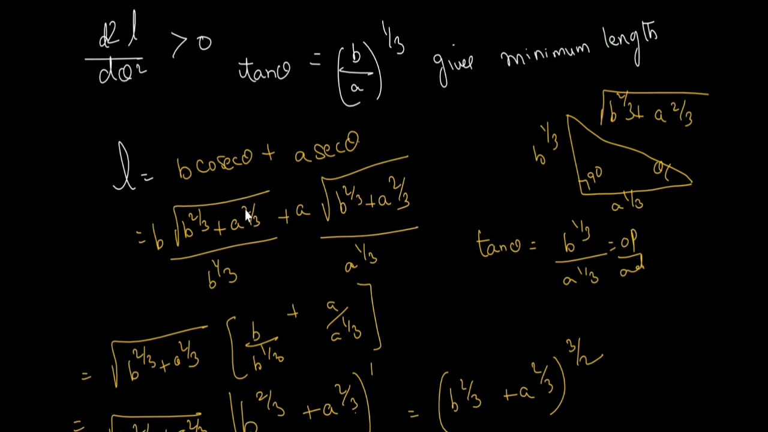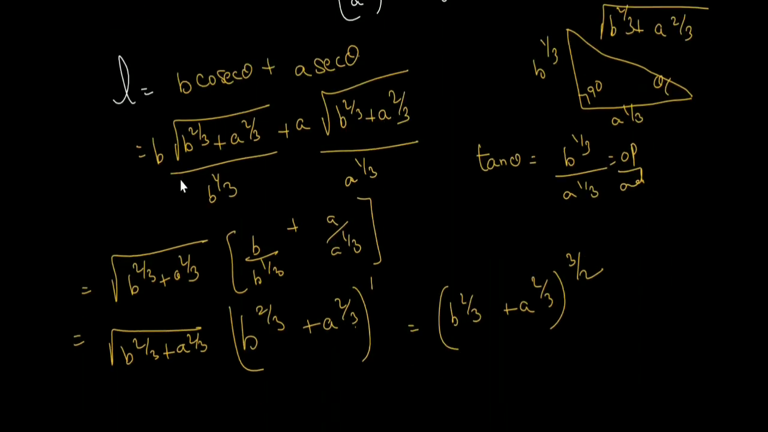So what is cosecant theta? Hypotenuse by opposite side. So B root of (B^(2/3) plus A^(2/3)) by B^(1/3) plus A. What is secant theta? Hypotenuse by adjacent side. So root of (B^(2/3) plus A^(2/3)) by A^(2/3) by A^(1/3).